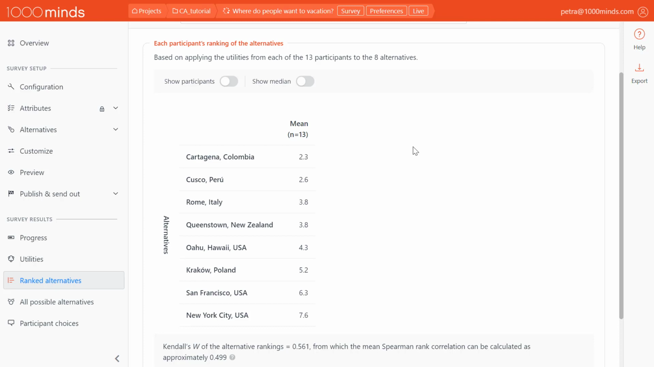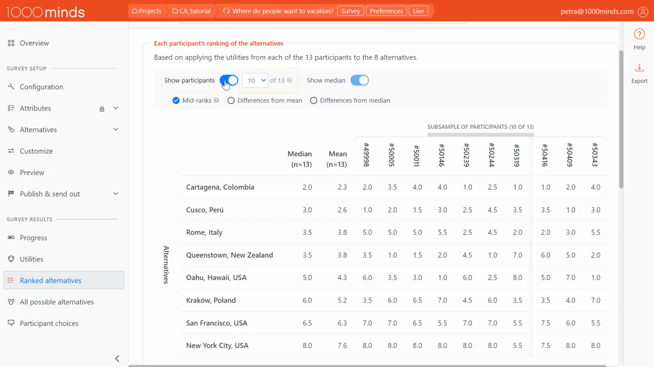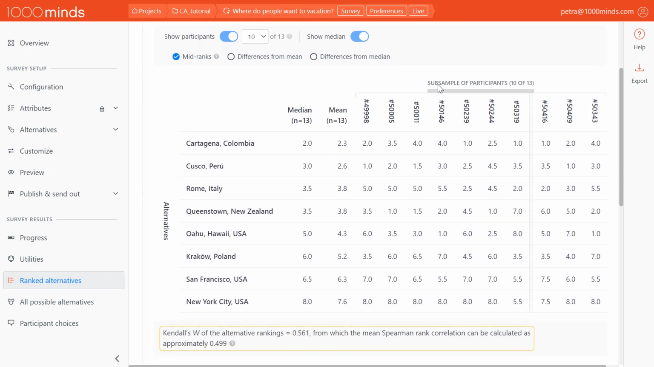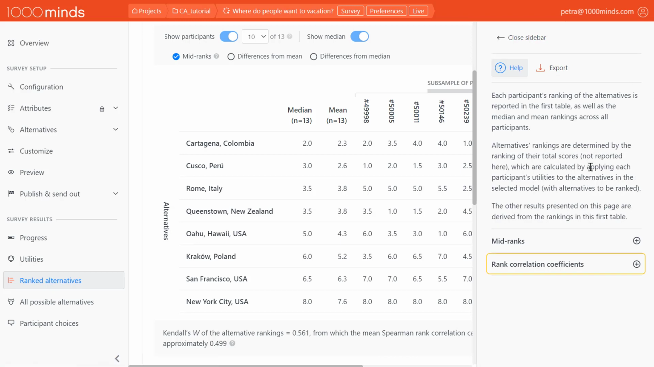As on the Utilities page, we can view the mean and median values, display individual participant rankings, and change the number of participants that we want to display. Additionally, we can display participant rankings as differences from the mean or differences from the median. At the bottom of the table, we are given some statistics that show us how much agreement there is in our results, and therefore how confident we can be that there is a trend instead of the results being random. If you want to learn more about these correlation coefficients and significance testing, you can read about it in the Help menu on the right under Rank Correlation Coefficients.